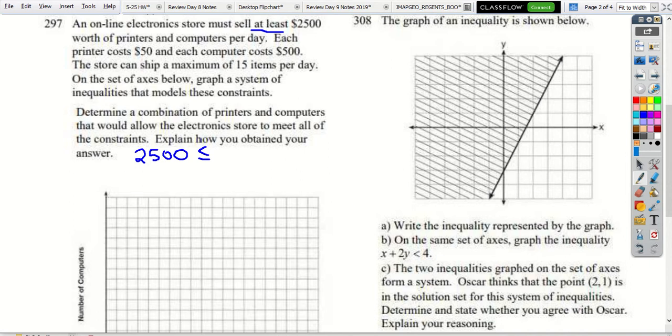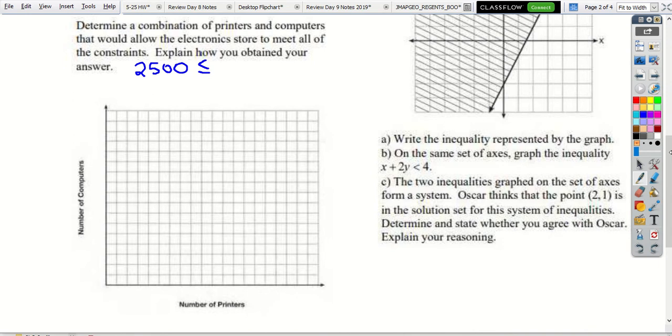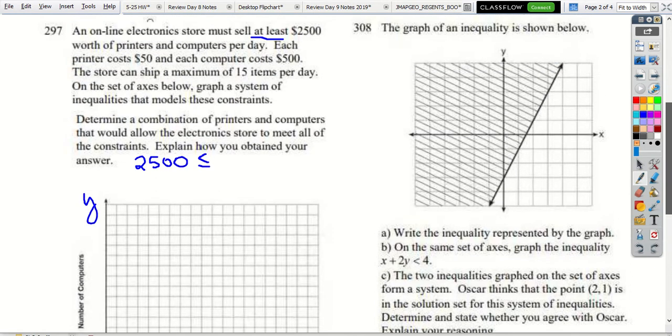And we have printers and computers, okay? So each printer costs $50 and each computer costs $500. The store can ship a maximum of 150 items per day. And here I'm going to need a key. If you think about it, the graph is already giving me a key. The number of computers is my y-axis and the number of printers is my x-axis. So I already know, okay, that the printers cost 50, so it's 50x plus 500y.